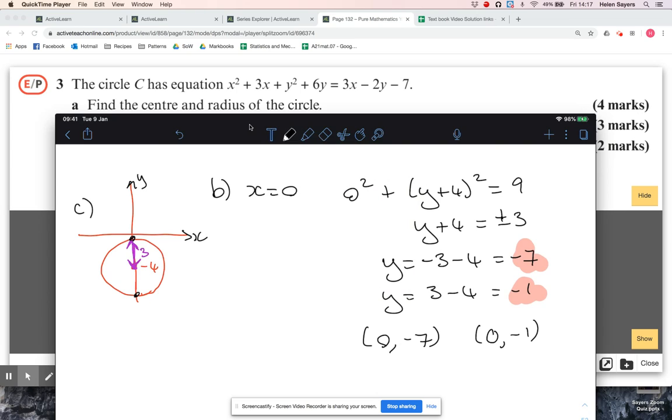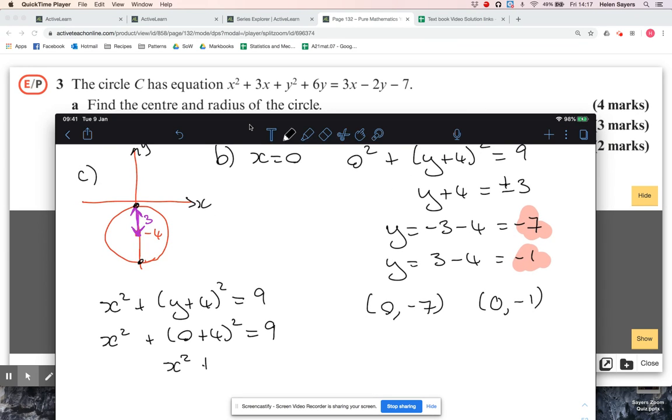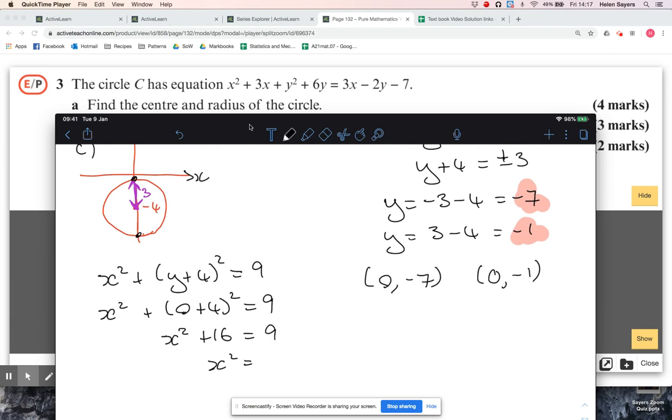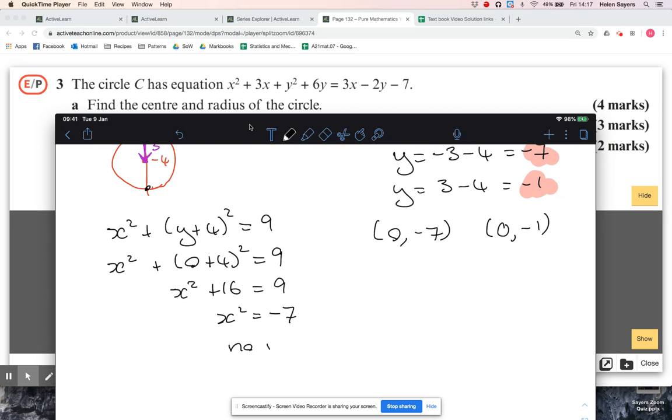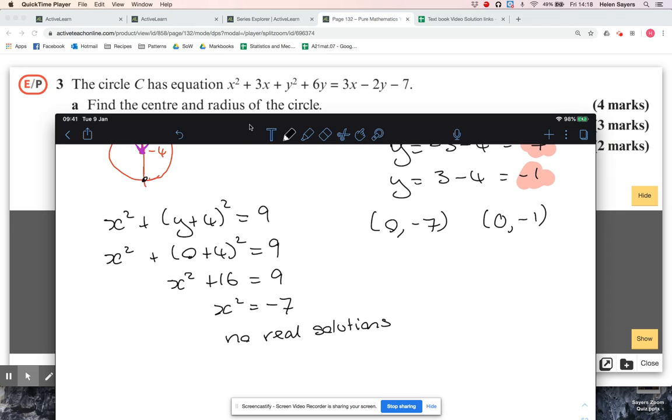Possibly a clearer way to show it is, let's go back to our equation of the circle. Using a similar method to part B, it cuts the x-axis where y is 0. If I sub y is 0 into that, it becomes x squared plus 16 equals 9, which would mean x squared would have to equal minus 7. So let's put no real solutions, no real roots.